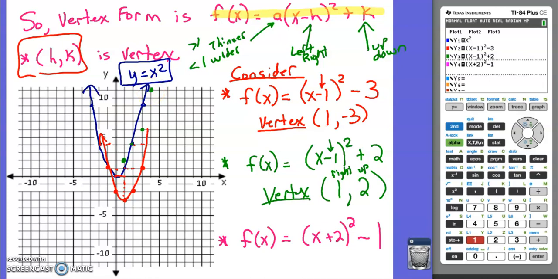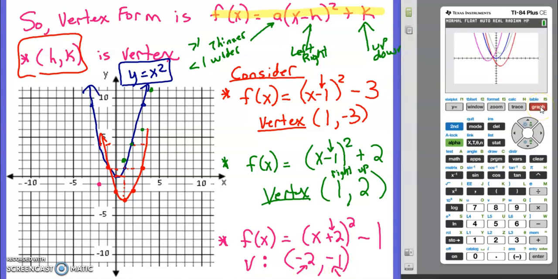And the same thing with my last parabola. Again, the vertex is the opposite of that, so it's negative 2, and that's negative 1. So (-2, -1), the vertex is right there. And again, the shift is 2 spaces to the left, and then 1 space down. And so you can literally graph each one of these. Let me show you on the calculator.